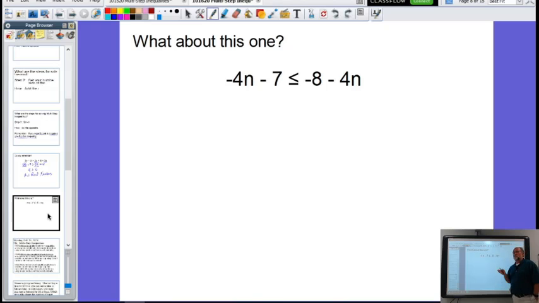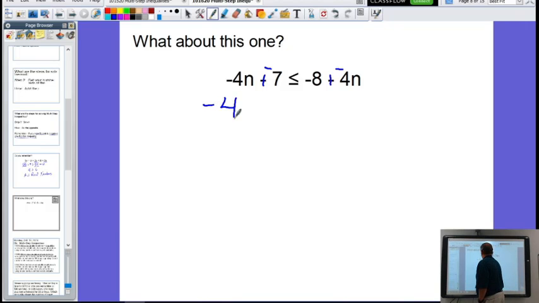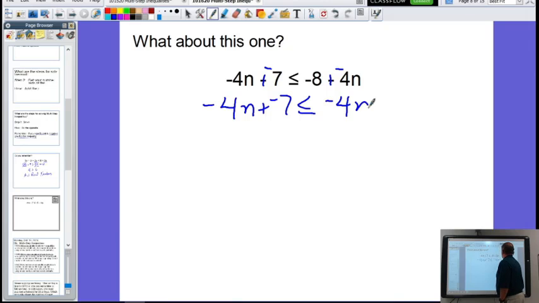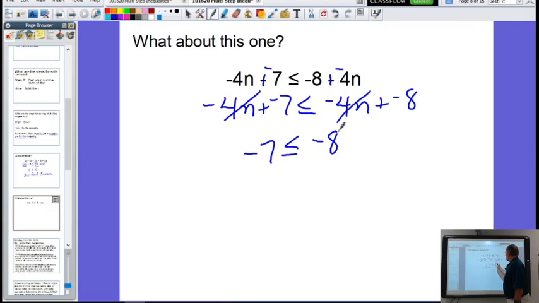Well, in this one I do see some minus I need to take care of. So I'm going to take care of some minus first. So I'm going to take care of that right there. Now, I don't like the way this one here is written, so I'm going to rewrite it. Negative 4n plus negative 7 is less than or equal to negative 4n plus negative 8. Because it's plus, I can do that. Now, what do you notice about your letters? Same thing as in the last problem. My negative 4n's are going to go away, and we're going to be left with negative 7 is less than or equal to negative 8.